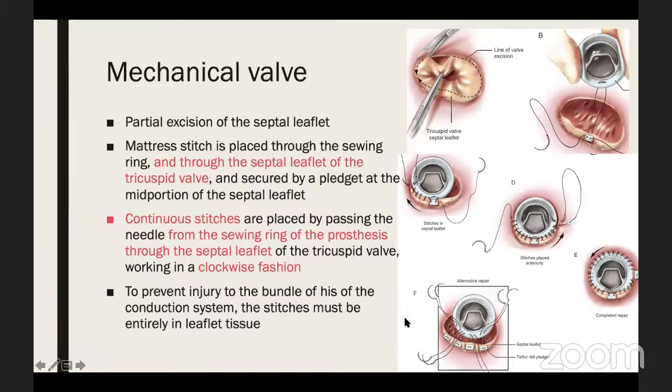And to prevent injury to the bundle and the conduction system, the stitches should stay as shallow as possible and only in the leaflet tissue. Here shows the alternative technique, which is through the usual interrupted pledgeted sutures.